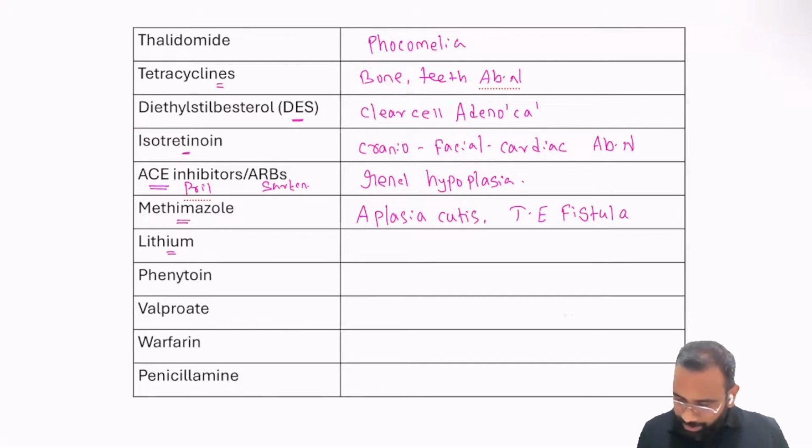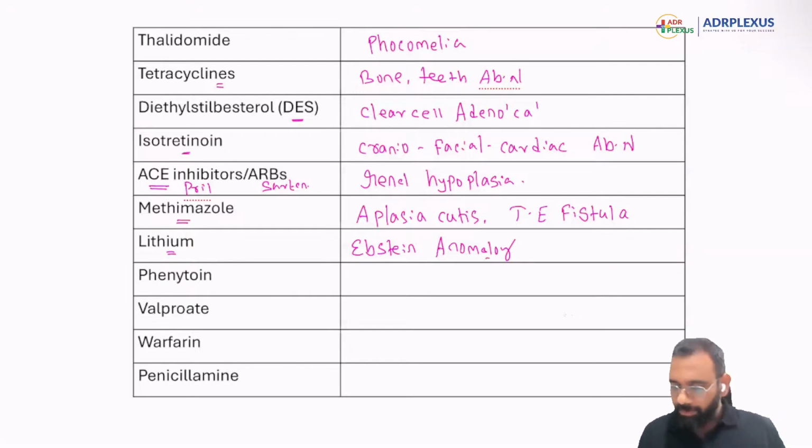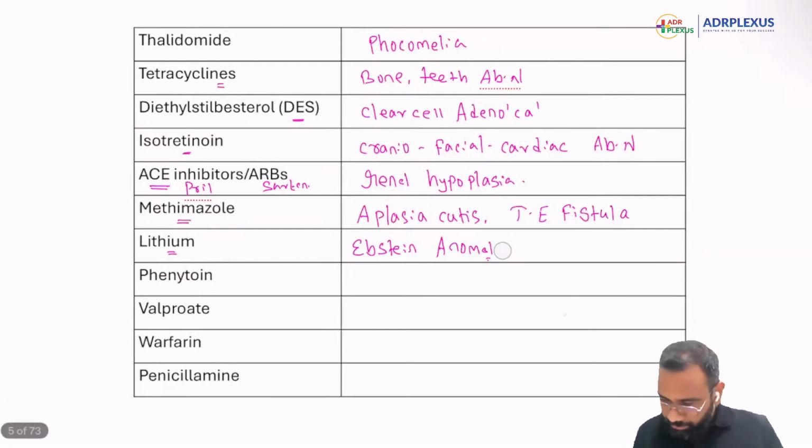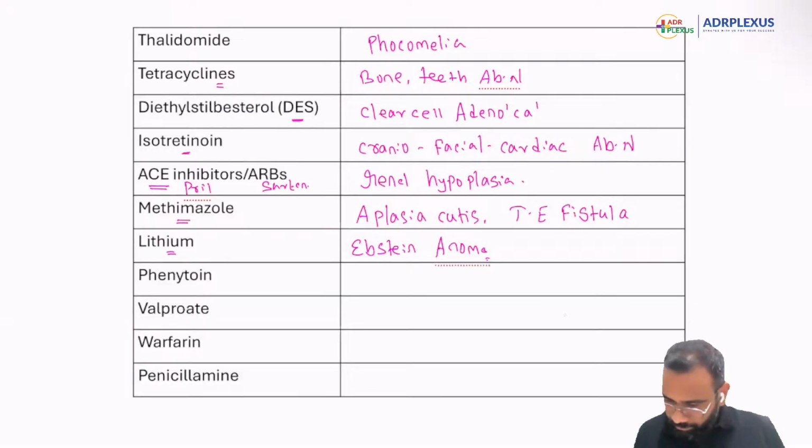Next, lithium, asked multiple times in the exam. Ebstein anomaly. There is nothing but tricuspid valve defect. Next, phenytoin, cleft lip and cleft palate. Characteristic things. Valproate, neural tube defects.